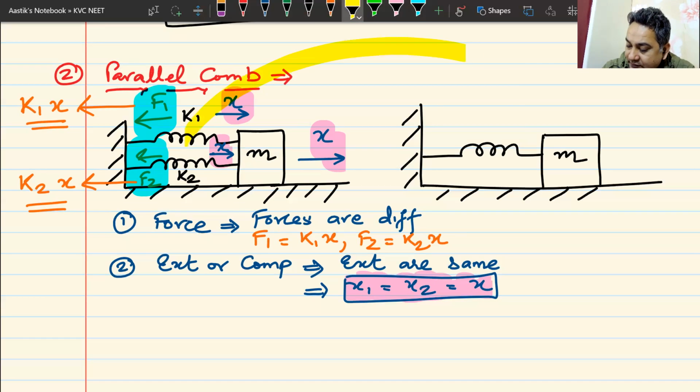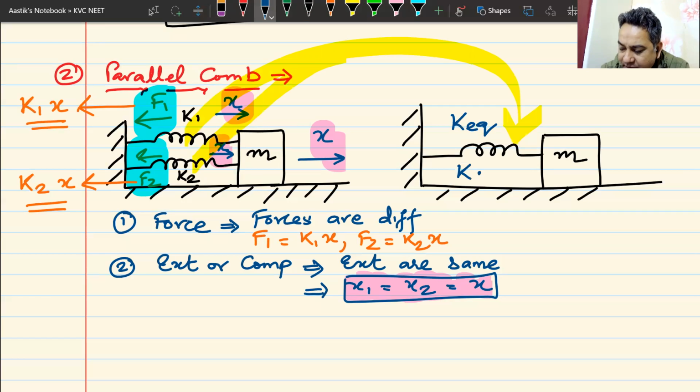Instead of both of these springs, I can just put a single spring. I can call the spring constant of that spring K equivalent, or since this is parallel, I can call it KP. K standing for spring constant, P standing for parallel, the spring constant in the parallel combination. I'm writing it as point number 3.